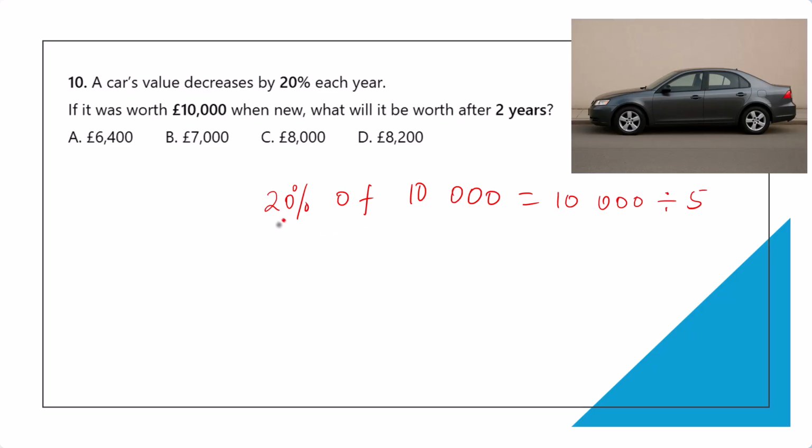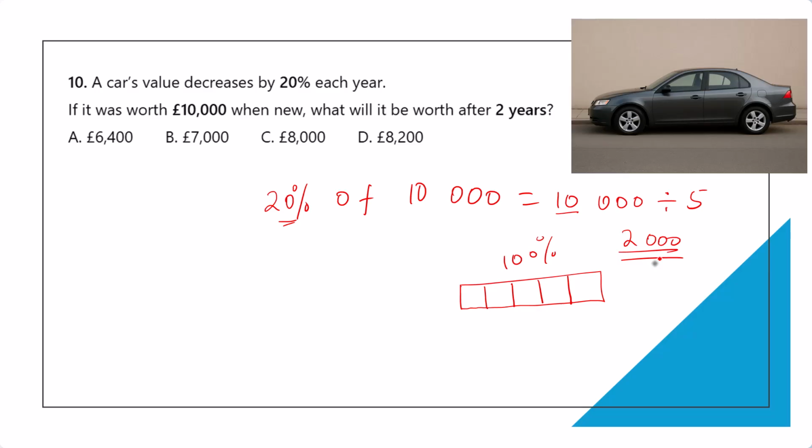Because how many 20s are in 100? Everything is always 100%. So the whole of the car is 100%. Now, how many of these 20s will make 100? Are they going to be 5? 1, 2, 3, 4, and 5. You see this? So we're going to divide this 10,000 by 5. Now, 10 divided by 5 is 2. And then I've got these 3 zeros. That's 2,000.